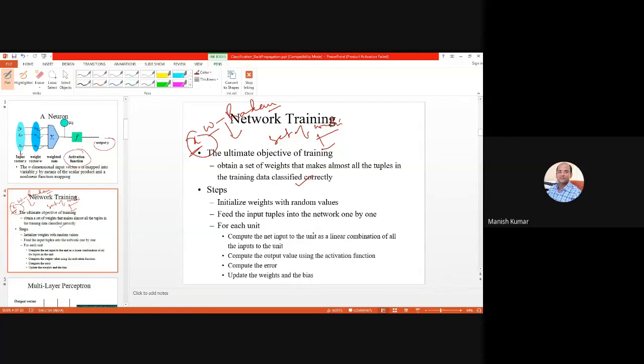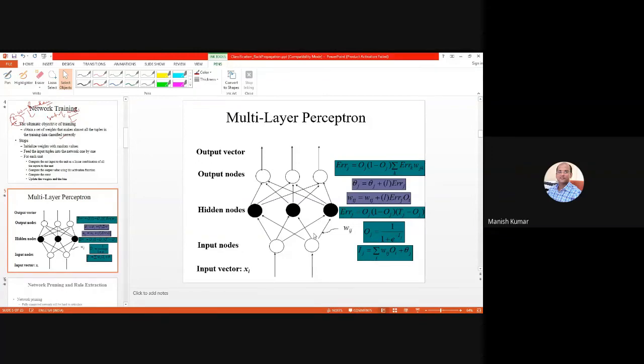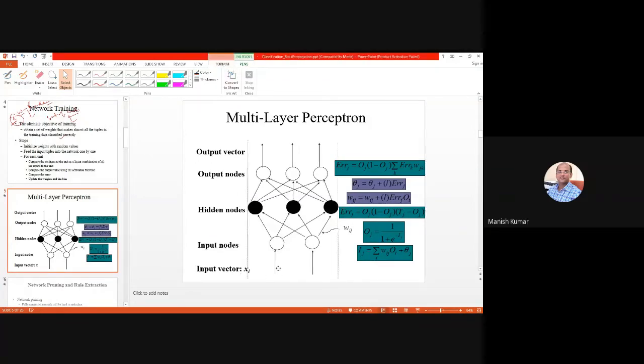What are the steps? First initialize the weights with random values, then feed the input tuples into the network one by one. For each unit, compute the net input to the unit as a linear combination of all the inputs to the unit. Then compute the output value using the activation function. You have to compute the error as well, and then update the weights and the bias. So all the related formulas are here. You introduce the input vector.